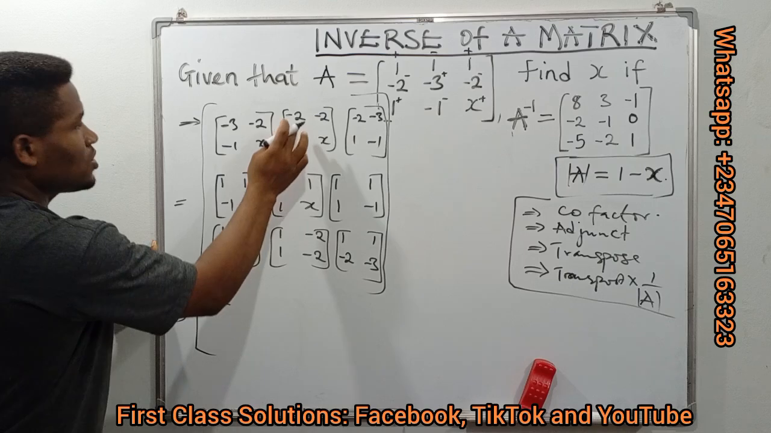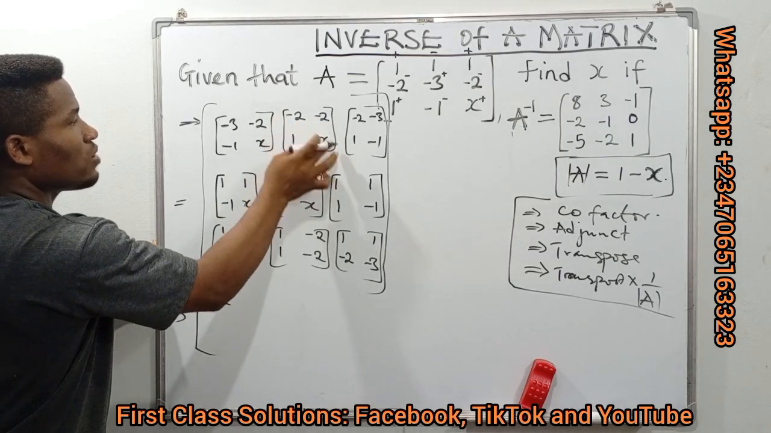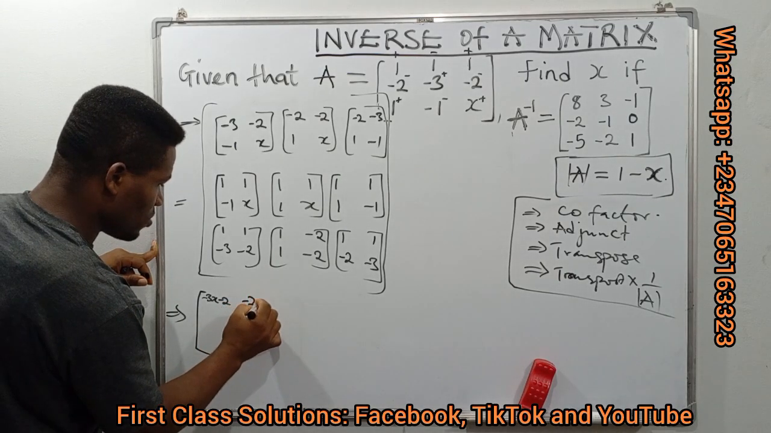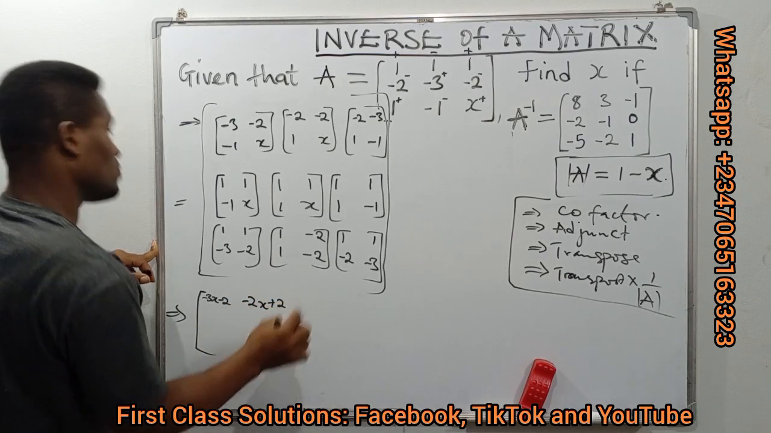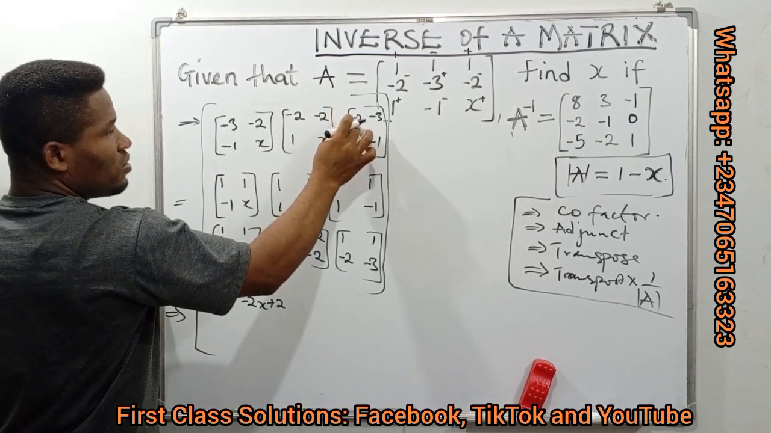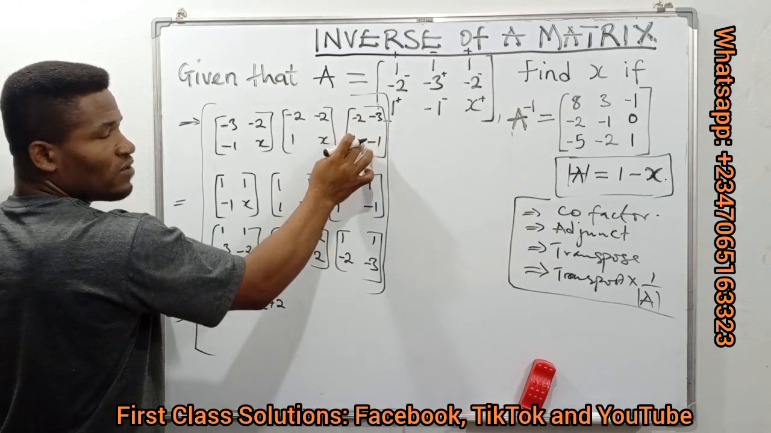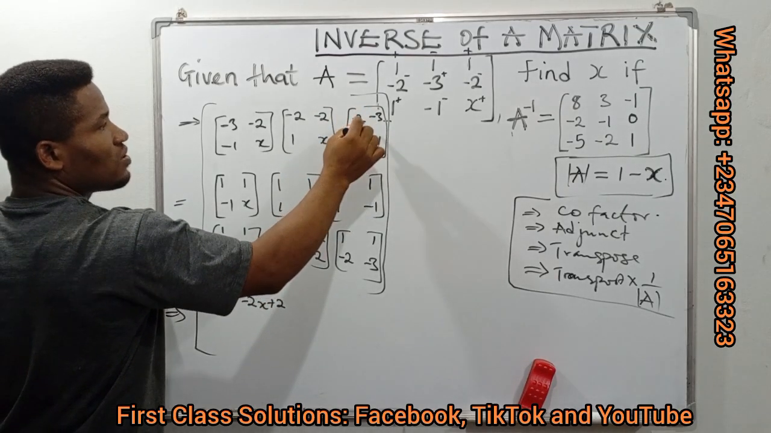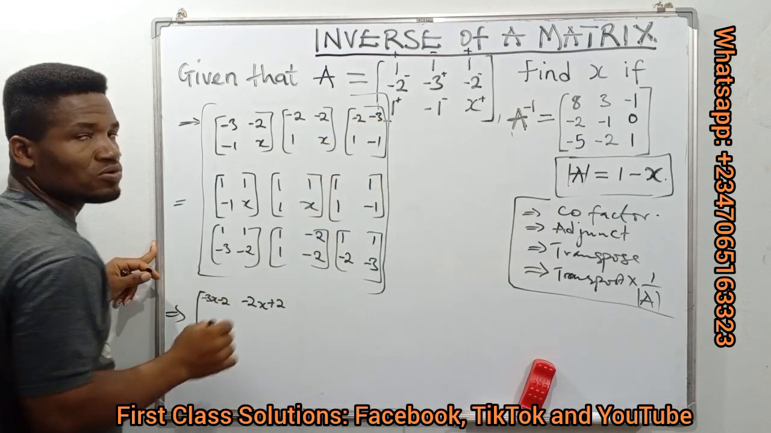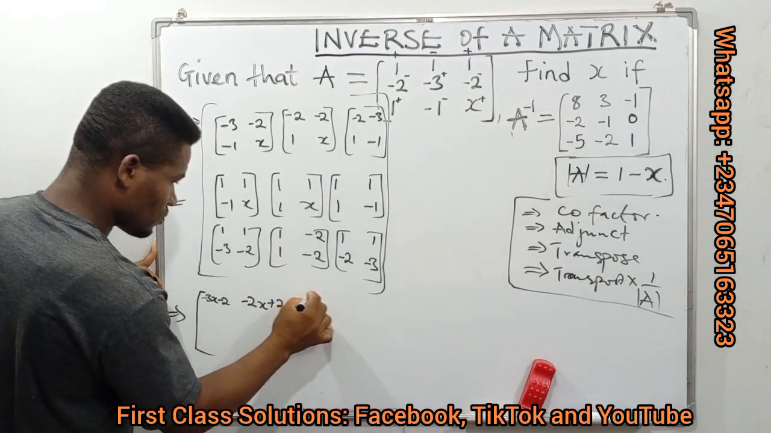Okay. The next one, -2x here. Then this will give us -2. -2x -2 will give us -2x plus 2. Then -2 times minus 1 will give us plus 2. This will give us minus 3. Then we have 2 minus minus 3. We have 2 plus 3. We have 5 here. Okay.